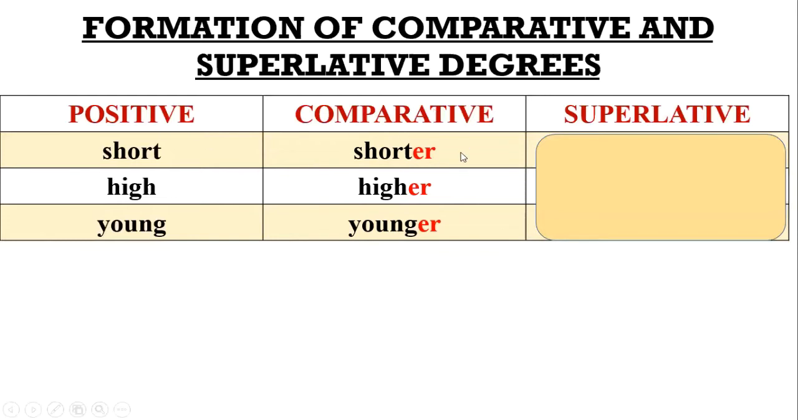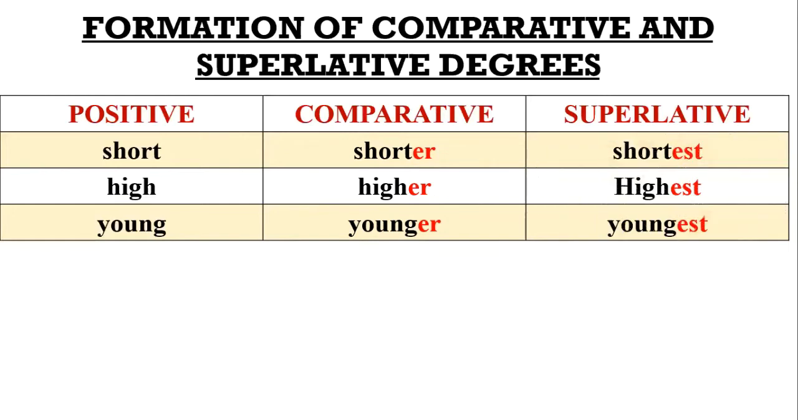Now superlative. Superlative means supreme. She is the shortest in the class or she is shortest in the family. So est. Just use this word and add est for superlative degree. Highest, youngest. So the positive degree is short, shorter, shortest. High, higher, highest. Young, younger and youngest. So these are the 3 degrees.